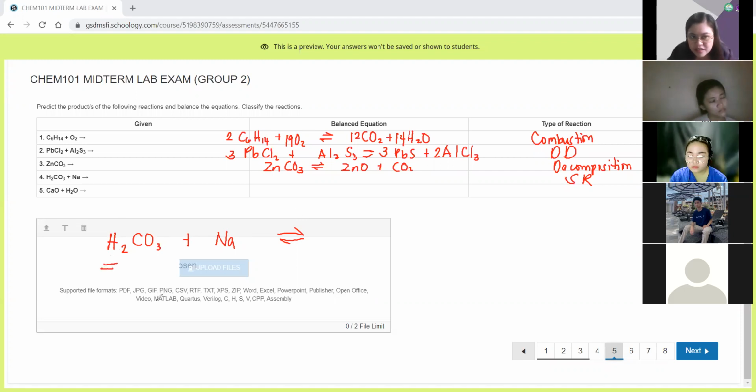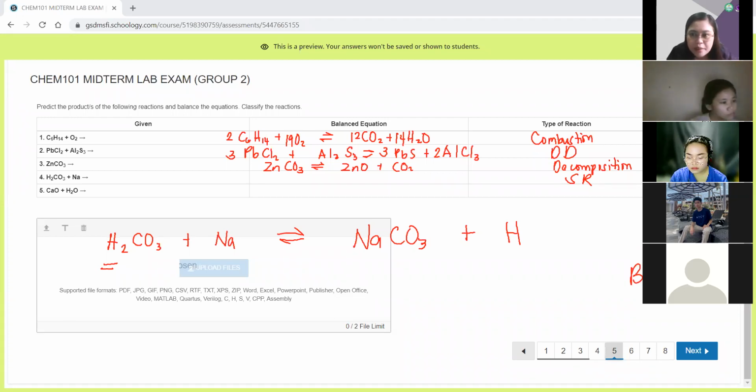Meaning, it will replace hydrogen there. So this now becomes NaCO3, plus hydrogen will be displaced. And then take note, class, hydrogen is a member of the diatomic molecules.